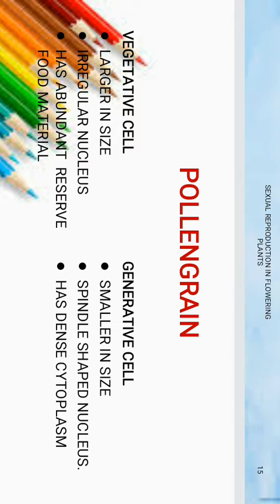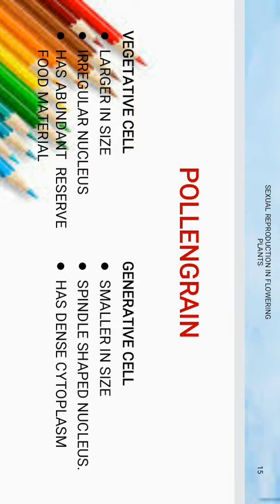In the majority of plants, the pollen grain is released out of the anther at the 2-celled stage, that is, the vegetative cell and the generative cell. Now what are the differences between these 2 cells?